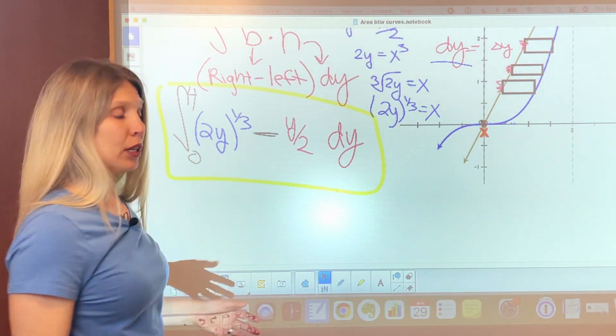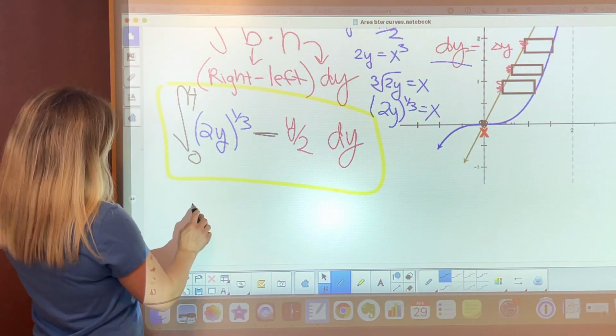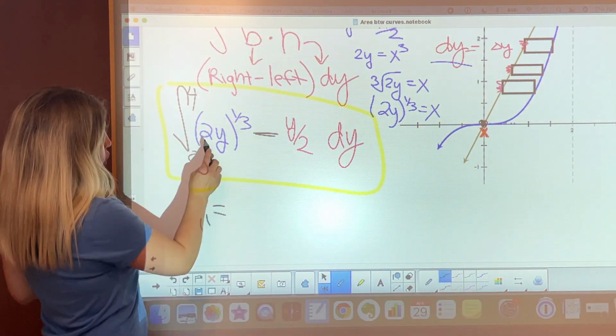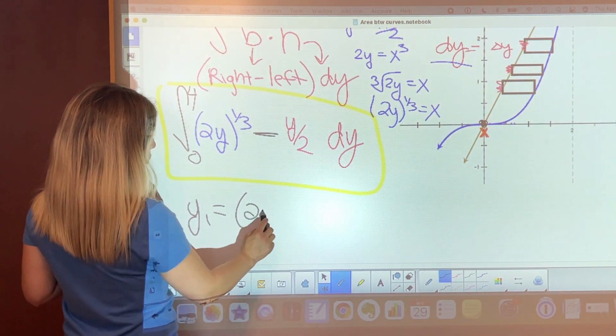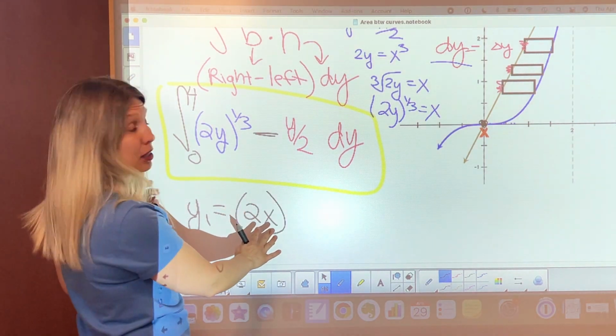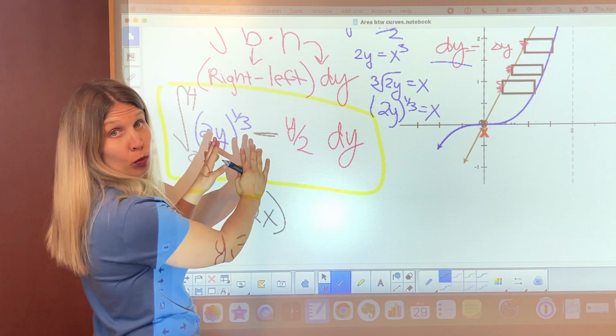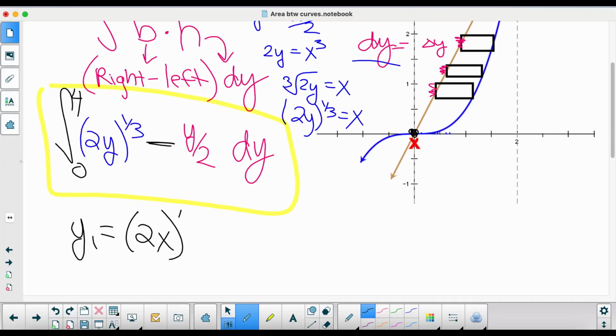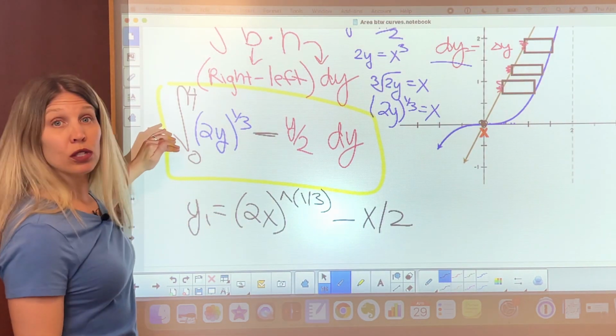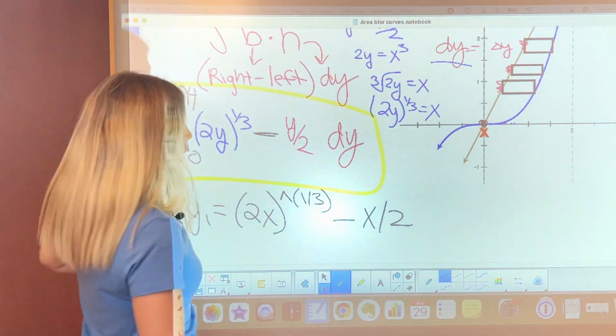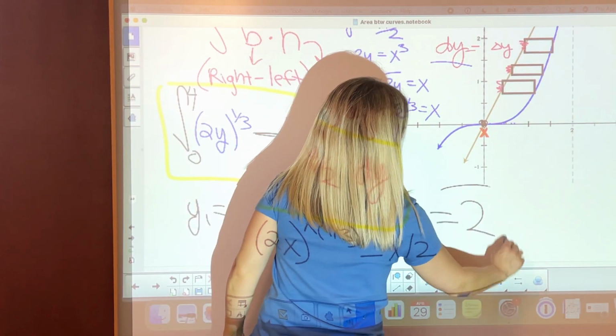Now, what do you put into your calculator? In your calculator, in your y1, you're going to put parentheses 2x and your parentheses, because this whole thing is what's being cube rooted, or taken to the 1/3 power. So raised to the 1 divided by 3 power. Again, that power has to be in parentheses. Minus x divided by 2. You put this into your calculator with your bounds from 0 to 4, and you will still get an answer of 2.